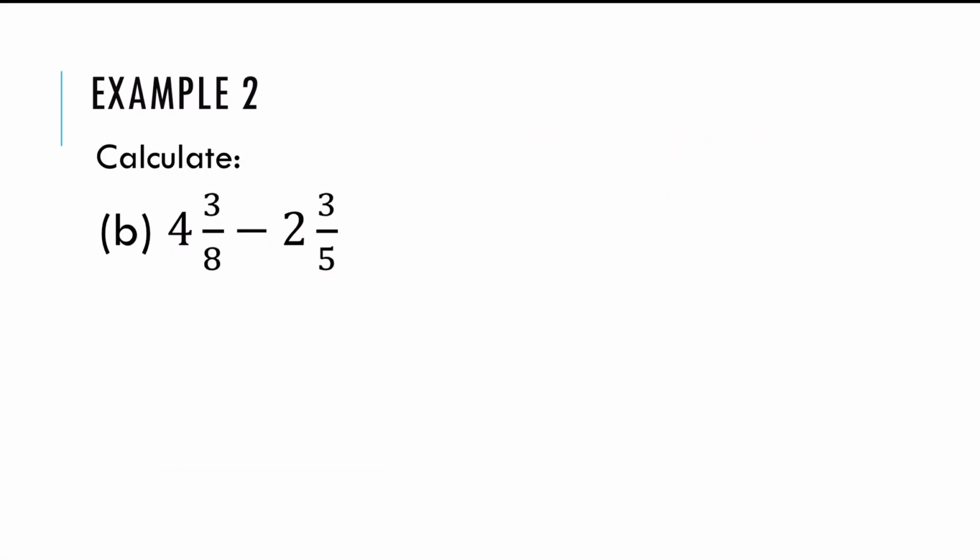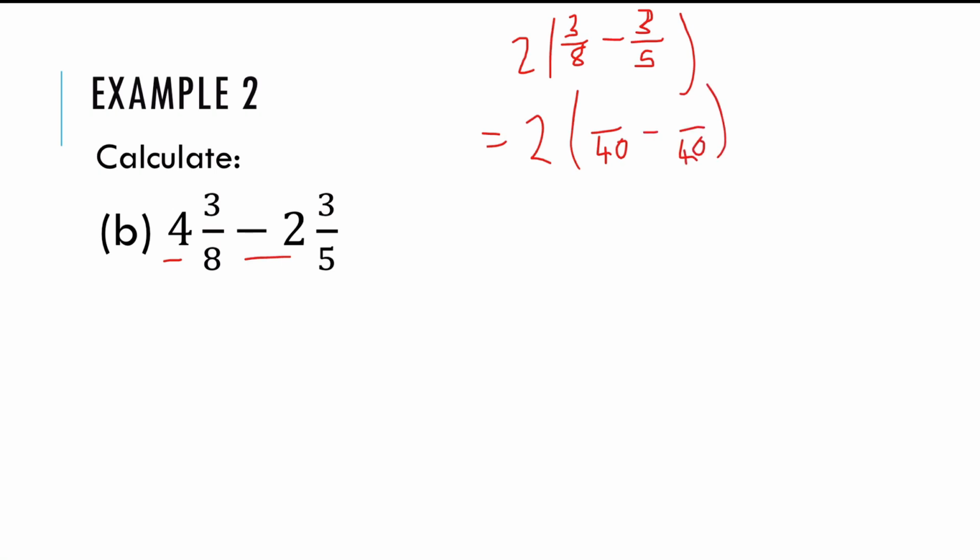Okay, example B. So start by subtracting 4 take away 2. That leaves me with a whole 2, and I've still got 3 over 8, take away 3 over 5. The lowest common multiple of 8 and 5 is 40. So my new denominator is going to be 40. I had to multiply 8 by 5 to get 40, so I need to multiply the 3 by 5 too, 15. I had to multiply 5 by 8 to get 40, so I need to multiply the 3 by 8 too, which is going to give me 24.